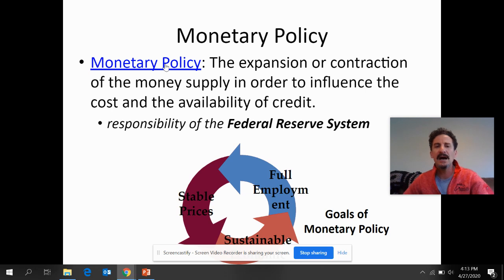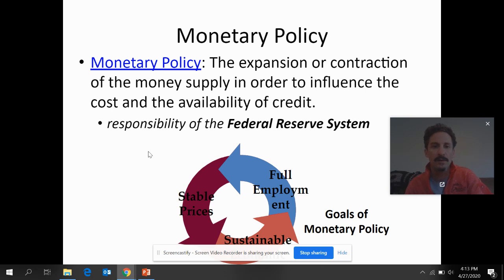Monetary policy is controlled by the Federal Reserve, the bank of the banks. For anybody who's really into Game of Thrones like I am, it's the Iron Bank, where all of the countries have to go to borrow their money to go to war and things like that.